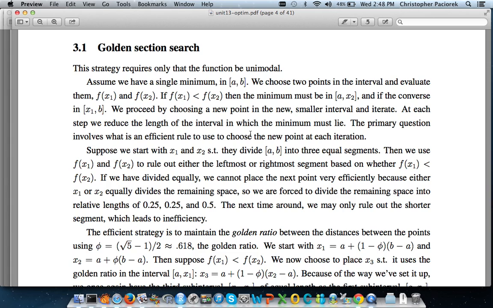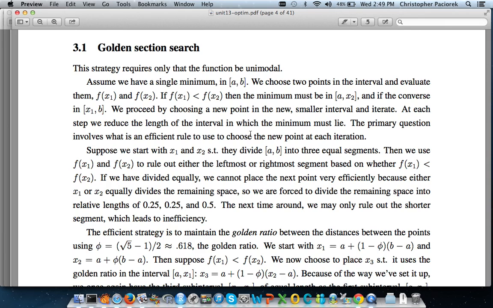How much of the space have I eliminated in this scenario? I've only eliminated this part, because nothing says I couldn't still have the minimum be here and satisfy unimodality, or have the minimum be in here and satisfy unimodality. All I know is that it's not over here. So I could have either gotten lucky and eliminated half of the remaining space, or gotten unlucky and only eliminated a quarter of the remaining space.